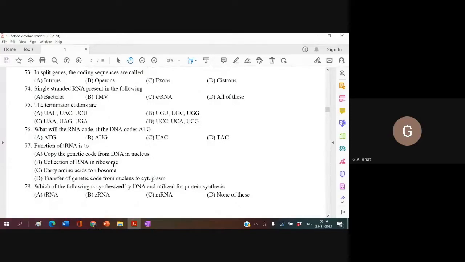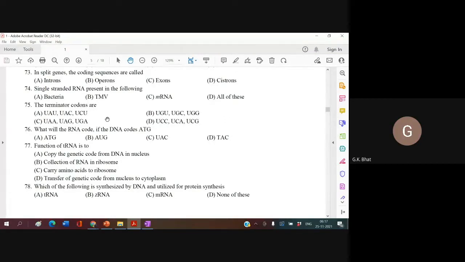Sarvotam. Yes, sir. 74. C, sir. mRNA. Simply you are telling. No, sir. Anyone else? D. Single stranded RNA present in the following bacteria. What is it? TMV? Tobacco mosaic virus. What is the answer? Navya? All of these.